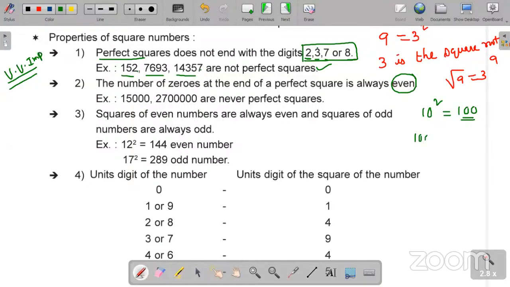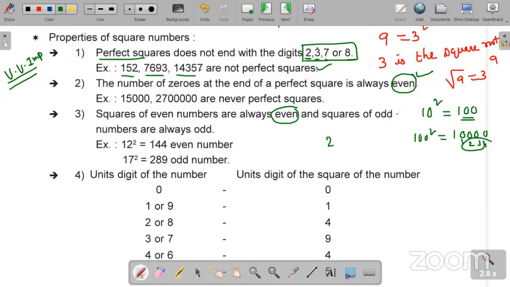For example, 100 square. 100 into 100 is 1, 0, 0, 0, 0. You count the zeros here: 1, 2, 3, 4. 4 zeros. So the number of zeros at the end of a perfect square is always even. The squares of even numbers are always even. Squares of odd numbers are always odd. So this is very important. The square of any even number is always an even number.